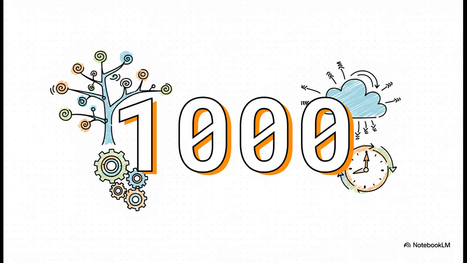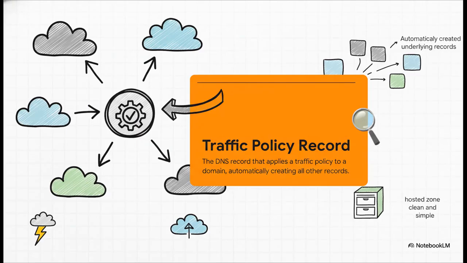And we're not talking about just saving a few changes here and there. You can have up to 1,000 versions for every single traffic policy. I mean, that is a massive safety net. It gives you the freedom to experiment, to optimize, and to evolve your routing logic without being afraid of breaking something. Okay, so you've designed this perfect visual policy.